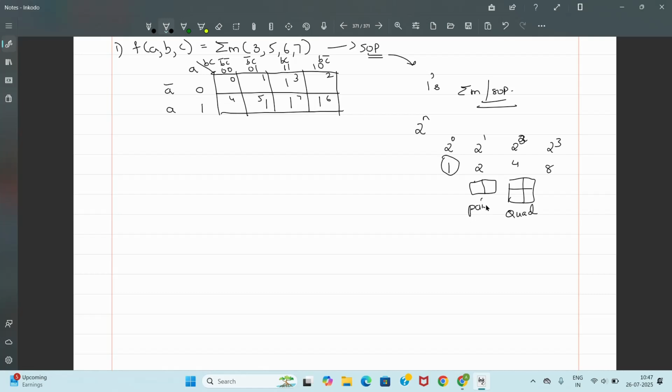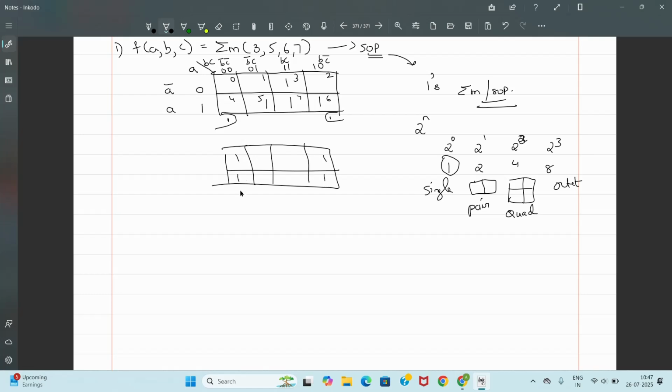This is quad, this is pair, this is single, and this will be octet, where 8 cells are grouped as one. Okay. So you just have to look. You cannot take an odd number of cells and group them. Okay. And grouping can be done such that if I have a 1 in this position and 1 in this position, I can take these two as one adjacent. Okay.